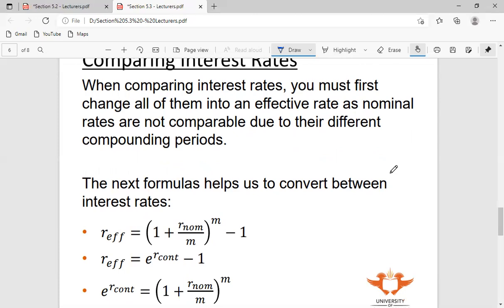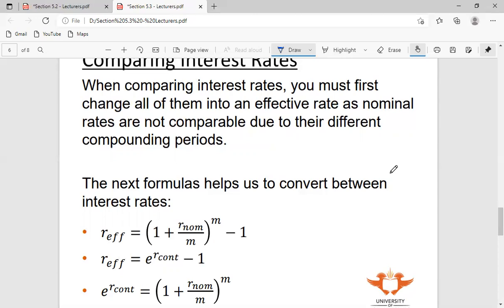Okay, now when comparing interest rates, note that when you are making an investment, you choose the investment with a higher interest rate because when you invest, interest is paid to you. But when you are taking up a loan, you choose the one with a lower interest rate because when you loan money, you pay the interest instead.